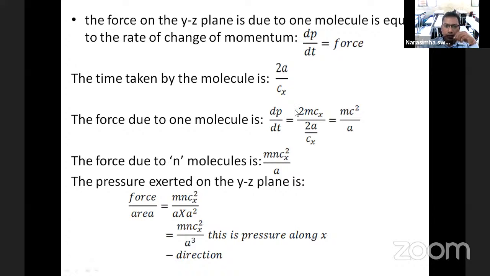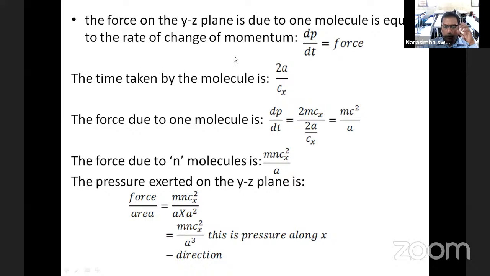This is Newton's second law: the change in momentum is equal to force, that is, force is the rate of change in momentum, which we already learned in the Newton's second law concept. The time taken by the molecule is 2a by c. Time is equal to displacement by velocity. So the displacement in one direction is a, and it also comes back, so it is 2a.